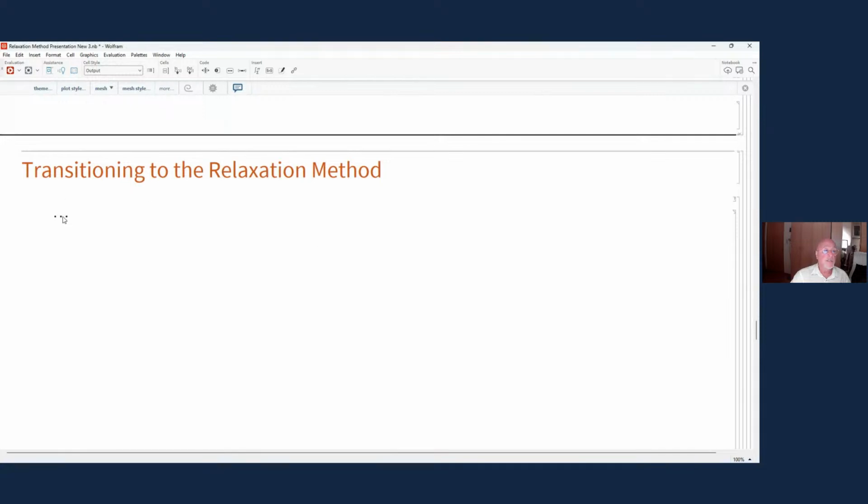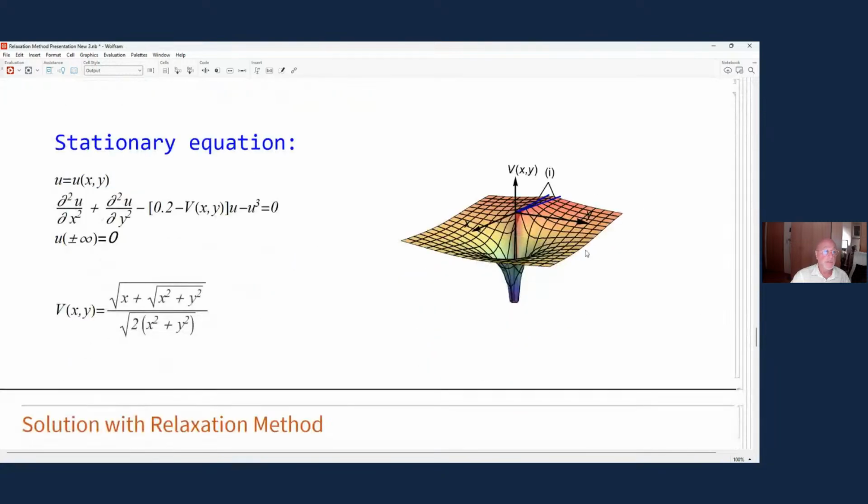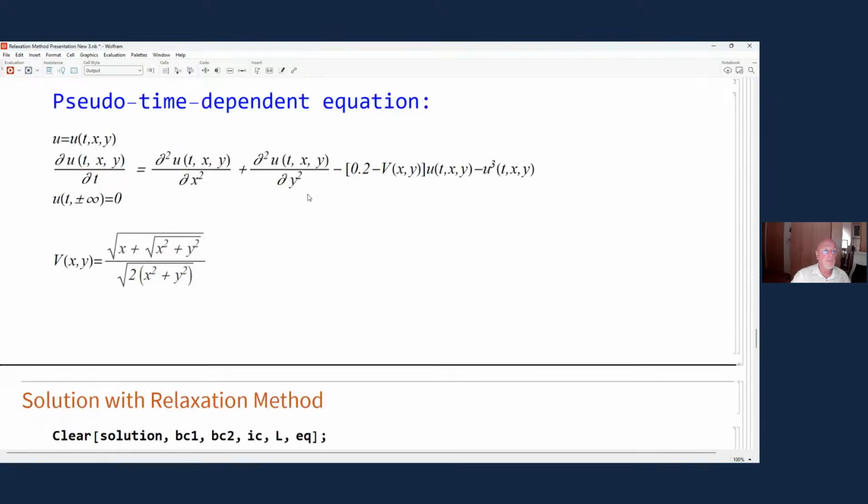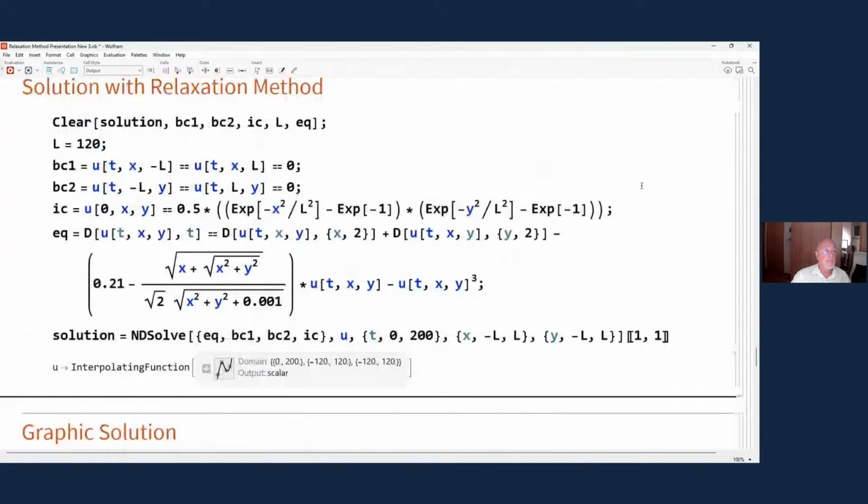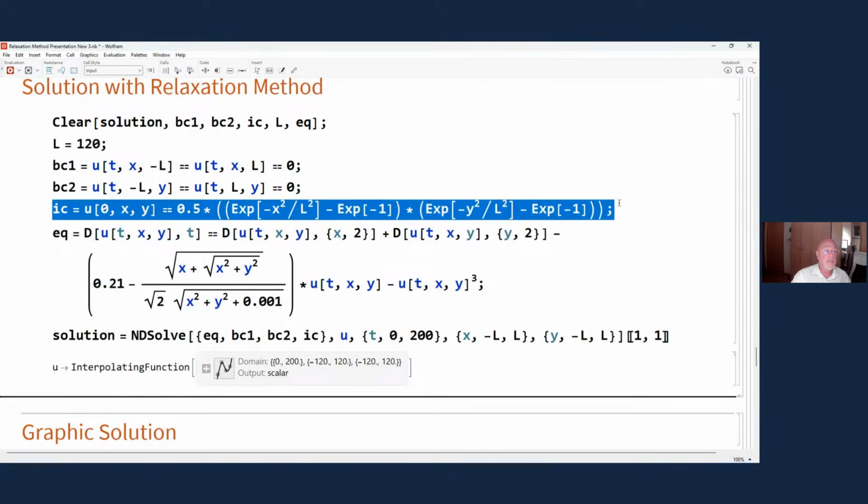So let us transition to the relaxation method. Transitioning to the relaxation method means going to the time-dependent equation according to the general rule. So we write down this time-dependent equation. Again, I'm showing you to show that there is nothing special. The only special thing here is this initial condition, which I have built in such a way that it would be in agreement with the boundary conditions. But if not for this initial condition, then nothing special.